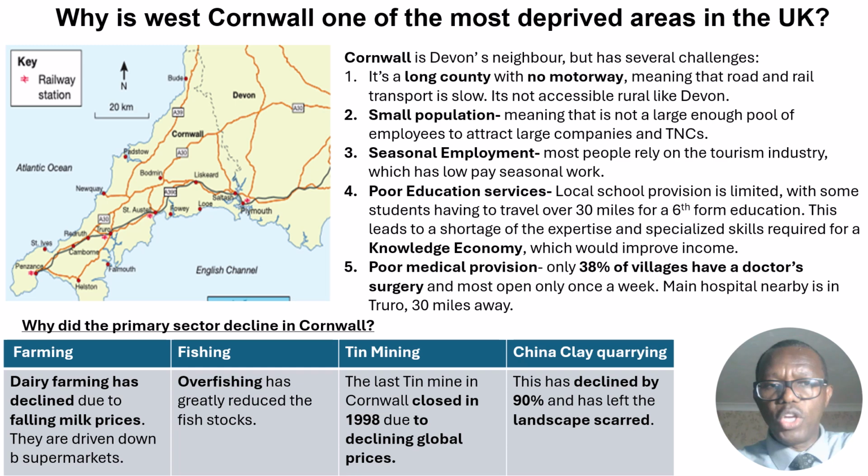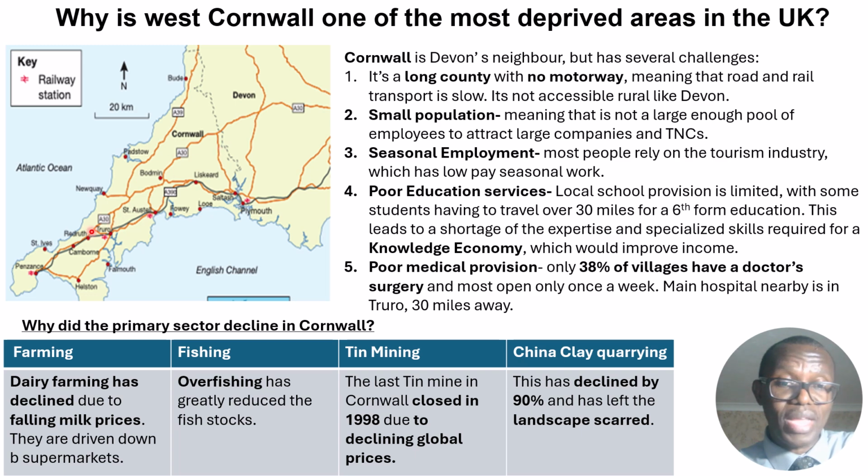In this next slide, we're going to look at why West Cornwall is one of the most deprived areas in the UK. So Cornwall is Devon's neighbor, but it has several challenges. Now you can see Cornwall right there, and Devon is right here. And Cornwall is a long county with no motorway. Now you can see that Cornwall spans all the way from this area here going all the way to Penzance here. That's 140 kilometers with no motorway.